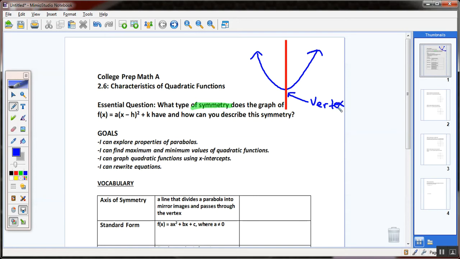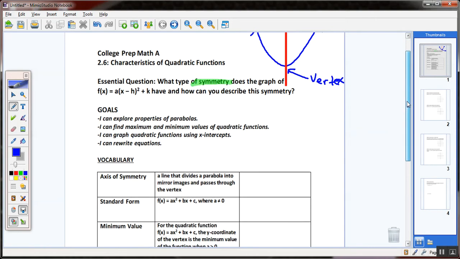All right? So again, the question, what type of symmetry does the graph of f of x equals a times the quantity x minus h squared plus k have, and how can you describe the symmetry? So today we're going to look at exploring those properties of parabolas. We're going to find the minimum and maximum of our quadratic functions. Again, a quadratic is just a parabola. Okay, that's the family we're dealing with. We're going to look at some graphs of quadratic functions using x-intercepts, and then we're also going to look at rewriting some equations today to answer that question.